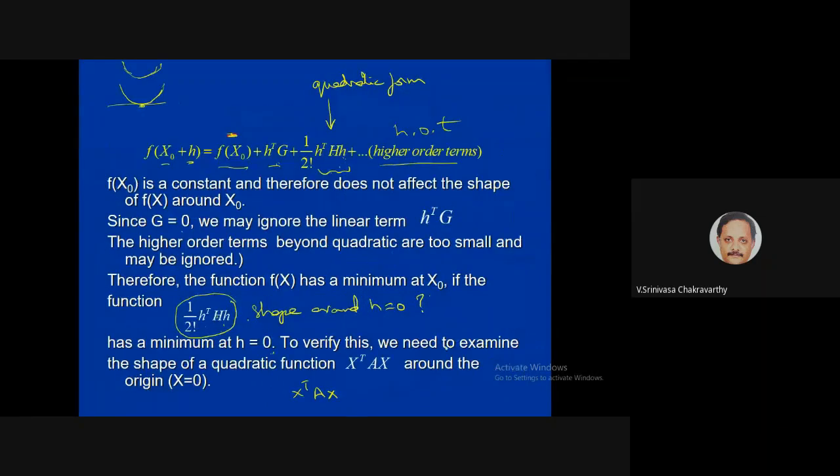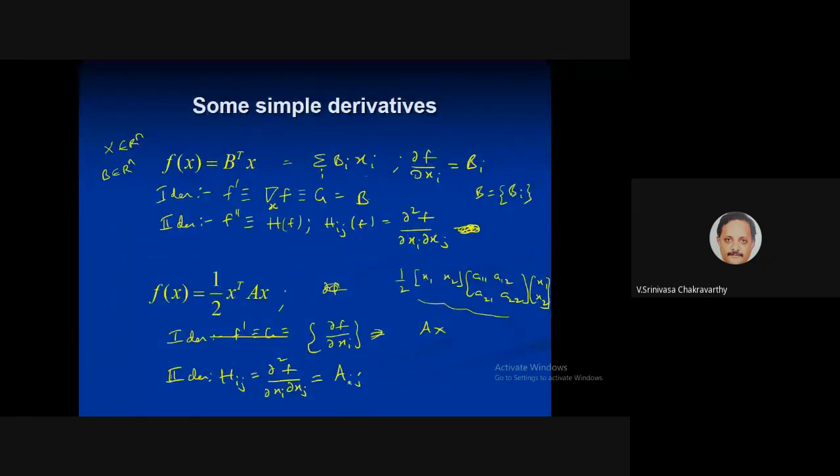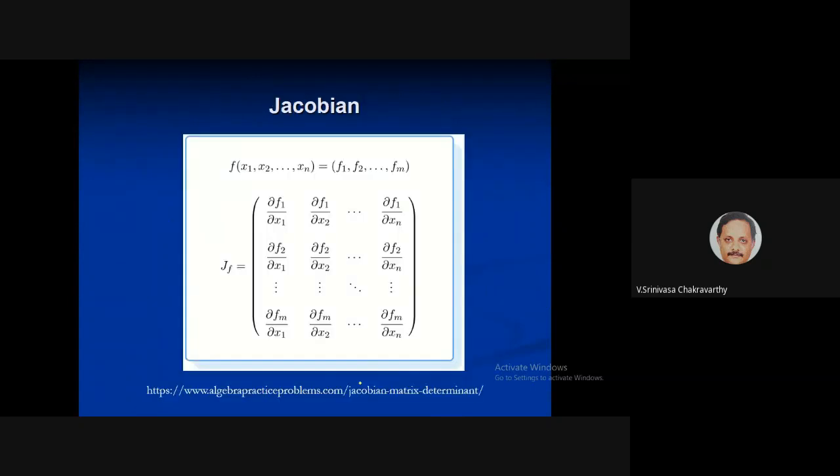So here in this case, since you have a half in the front, if you differentiate with respect to x twice, you get A itself, matrix A itself. Then another concept, another derivative that we need to be introduced to. We don't use it right now, but we use it later in the course.